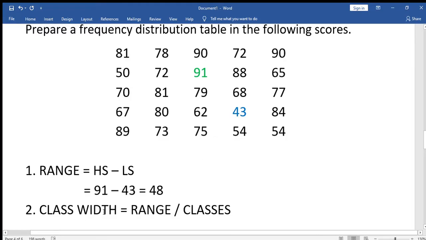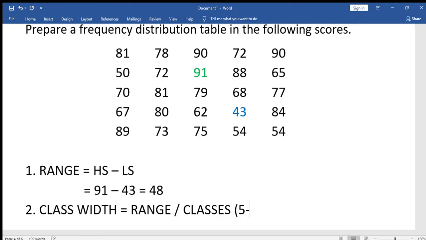The class width is also known as the class interval. And we have the formula in determining the class width. This is the quotient or the ratio of the range and classes. Classes is arbitrary, which means to say that you can use, let's say, from a range of 5 until 20 as the maximum. If you want a bigger class width, then you will be using a smaller number of classes. And if you want to use a bigger number of classes, then you will be getting a smaller class width. They are inversely proportional.